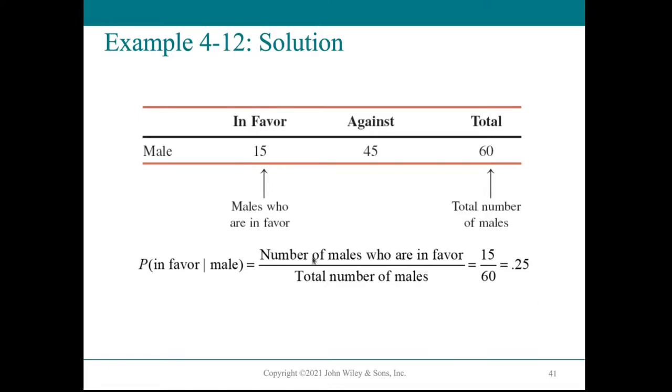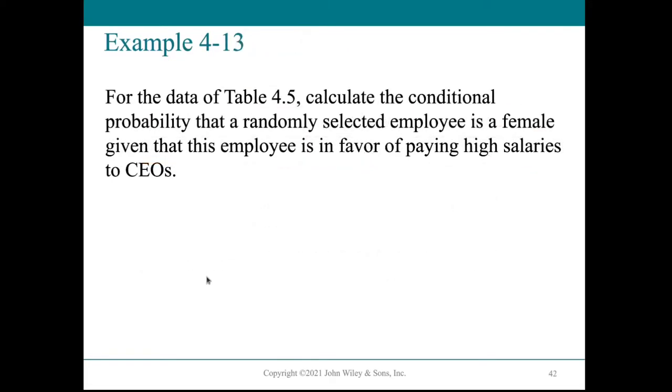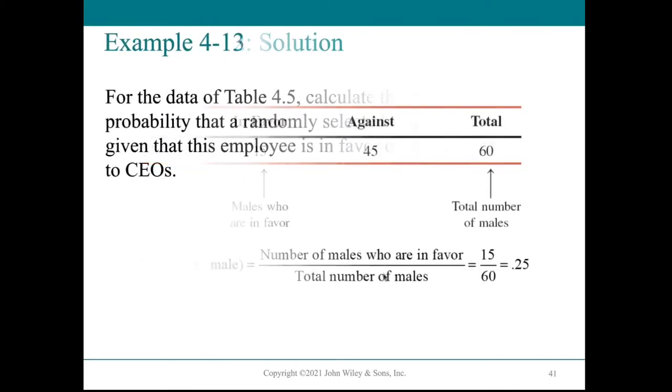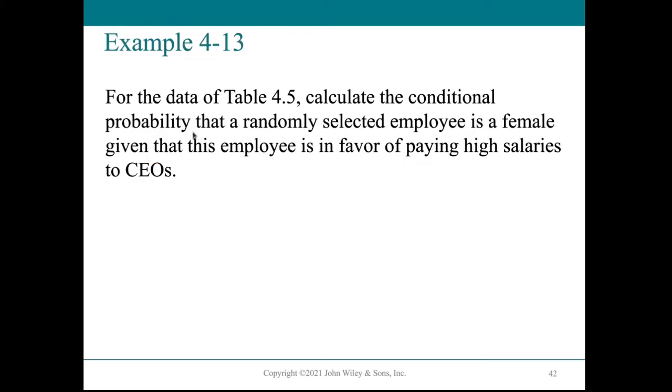So do not confuse the denominator here. It should not be 100, the total number of respondents, but rather the number of male employees. So let's have another example. What's the conditional probability that a randomly selected employee is a female, given that this employee is in favor of paying high salaries to CEOs?